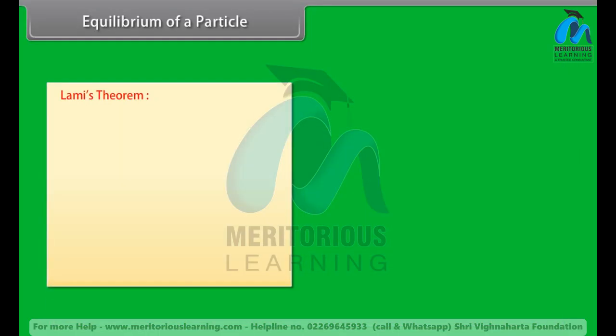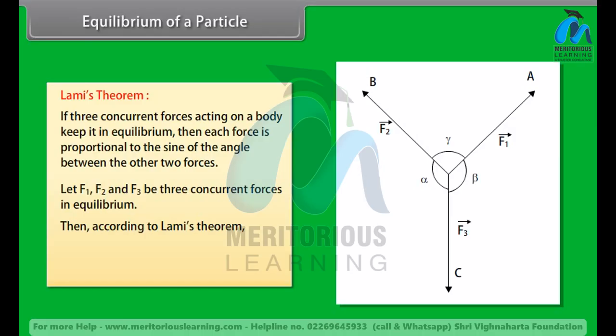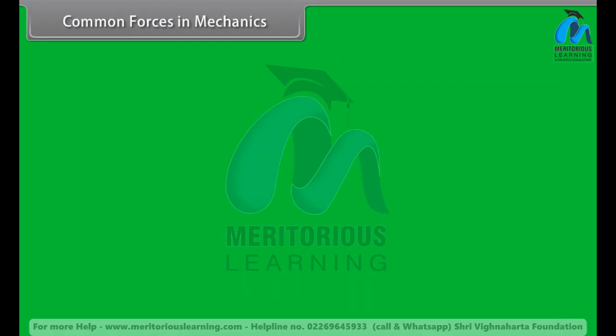Lamy's theorem states that if three concurrent forces acting on a body keep it in equilibrium, then each force is proportional to the sine of the angle between the other two forces. Let F1, F2 and F3 be three concurrent forces in equilibrium. Then, according to Lamy's theorem, F1 upon sine alpha is equal to F2 upon sine beta is equal to F3 upon sine gamma.